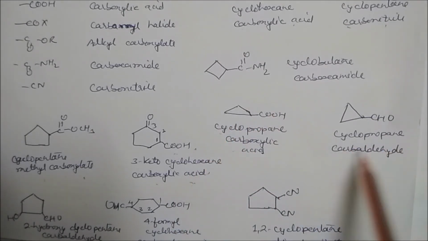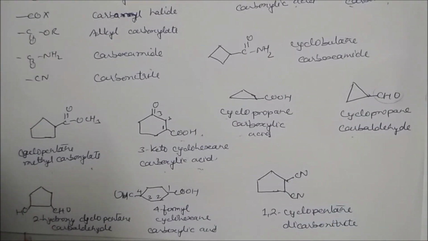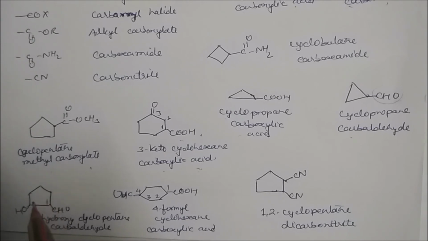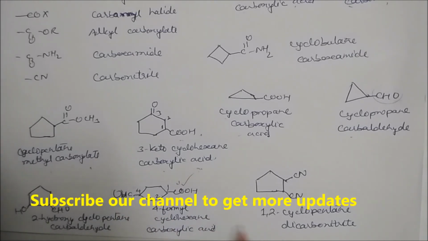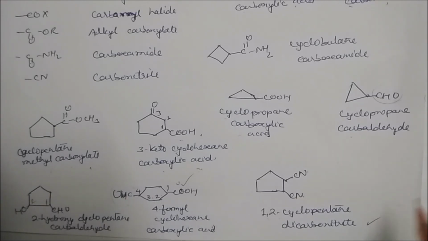Here you can say cyclopropane carbaldehyde. This is carbaldehyde, this is carboxylic acid. And here you can see this has more priority over OH alcohol. So we can say 2-hydroxy cyclopentane carbaldehyde, right? CHO, COOH, so again 1, 2, 3, 4. So this is given more priority over this one, so it is acting as a substituent. So 4-formyl cyclohexane carboxylic acid. Again CN is given 2 CN, so we can say 1, 2 cyclopentane dicarbonitrile.